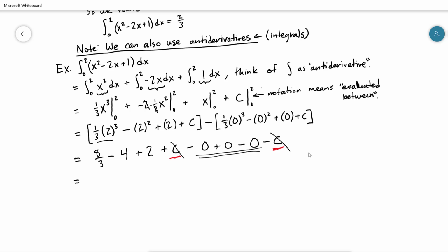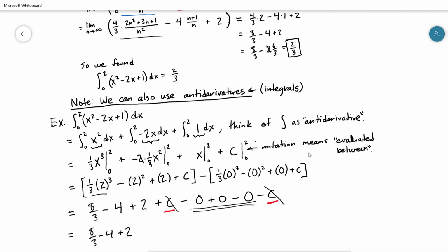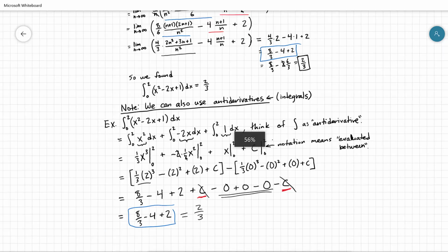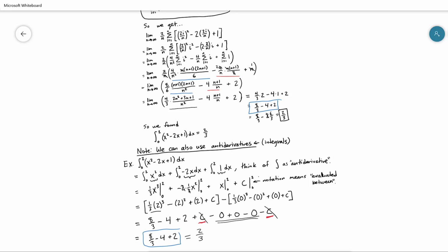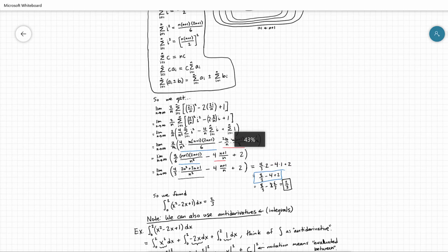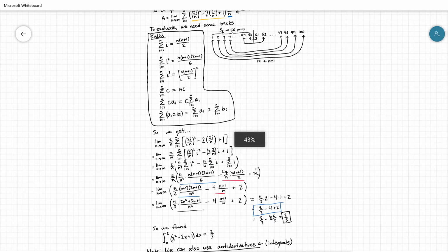So at the end of the day, this answer is just going to be 8/3 minus 4 plus 2. That's the exact math that we just did, right? So what I've got right here is the same thing that we got right here. It's going to have the same simplification. This simplifies to 2/3. There's our final answer. So this is going to be eventually the way that we're going to treat these problems, using antiderivatives. But on this homework, you'll have 1 or 2 problems where you've got to do it this hard way.